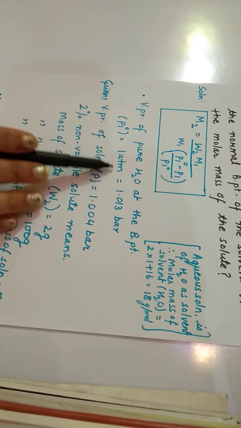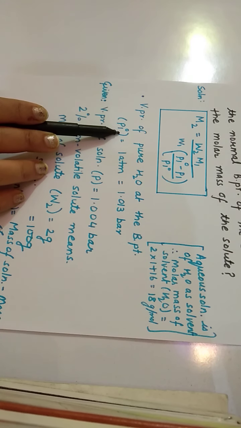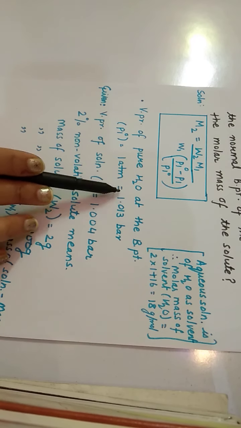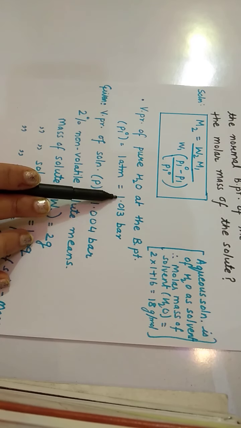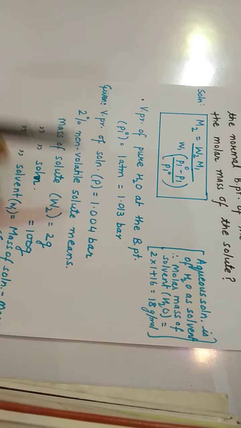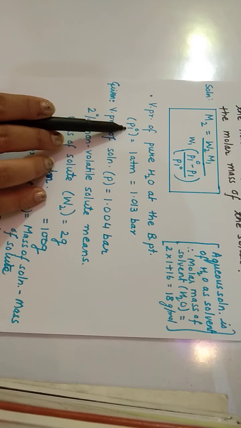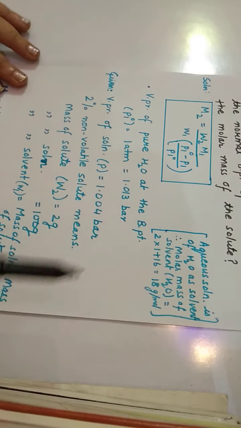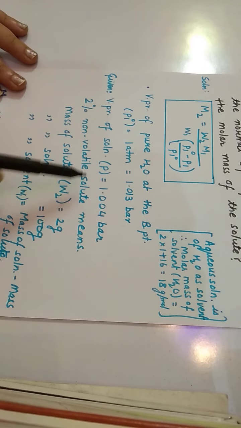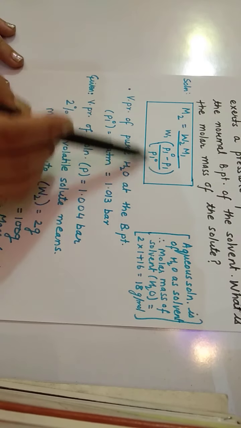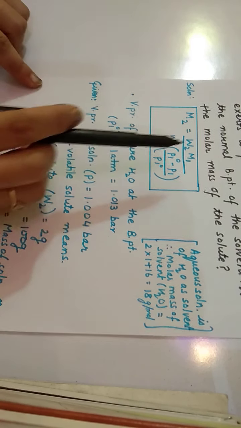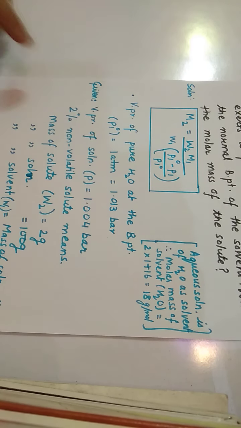So children, you will convert the vapor pressure of pure solvent, that is pure water, at the boiling point, that is equal to 1 atmosphere, into bar. So it is coming out to be 1.013 bar. So we got to know the vapor pressure of pure solvent, P1 naught. We got to know the vapor pressure of the solution, that is P1 equals 1.004 bar. These values we got. Now what I need to find out is the value of W1.